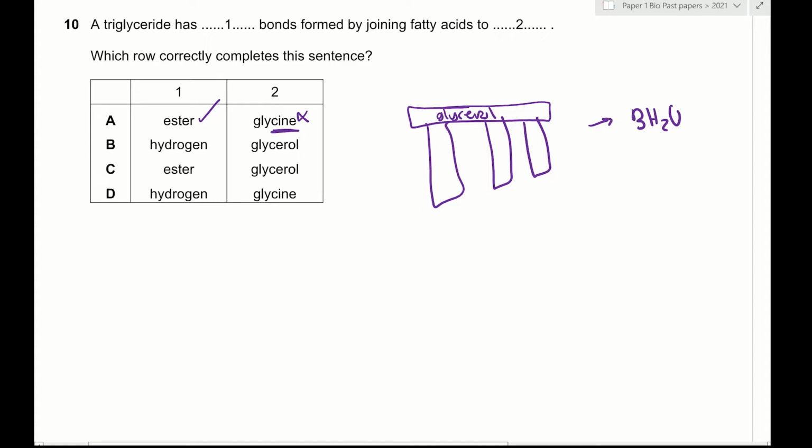Let's move on to B. Here, hydrogen bonds, we know it's incorrect, and ester is correct. And 2, here we have glycerol, as we mentioned here. So the correct answer is going to be.